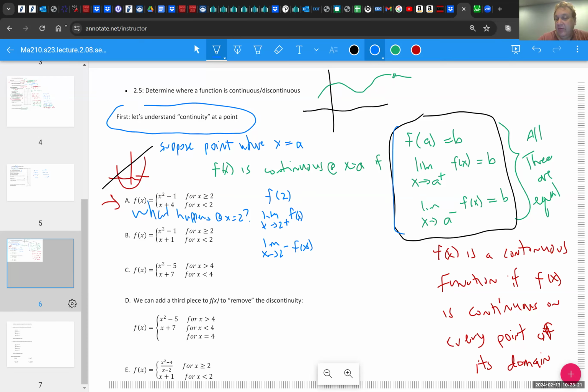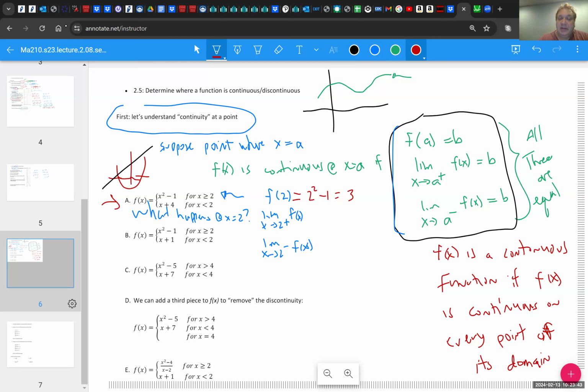Okay, so what is the value f of 2? Well, if you remember piecewise functions, you have 2 different branches. You have to decide which branch to use to calculate things. F of 2 would be the top branch because the top branch says values greater than or equal to 2. So we use the top branch. F of 2 we would calculate to be 2 squared minus 1, which is equal to 3.